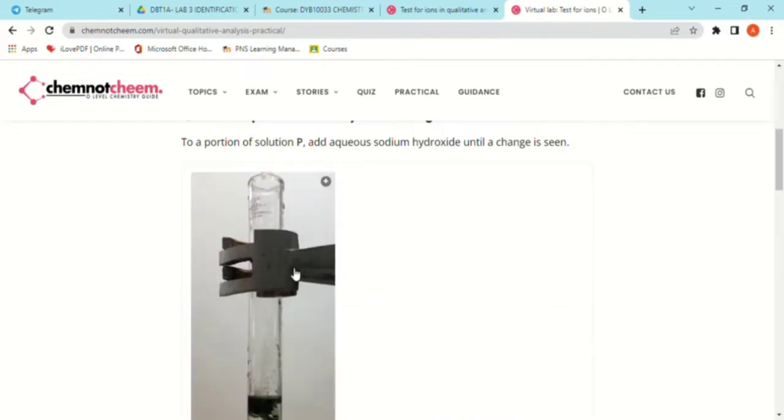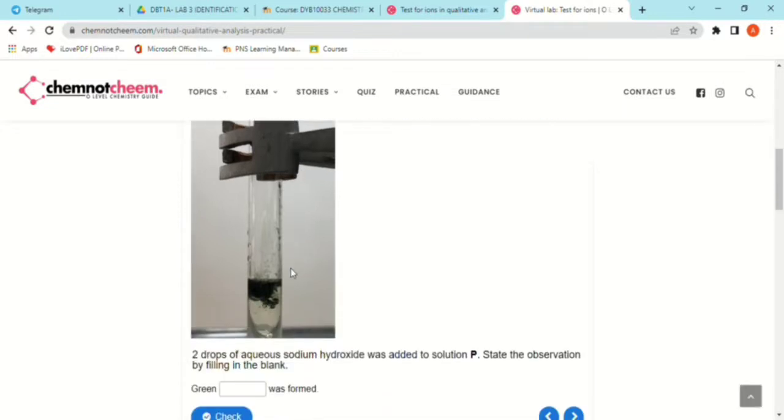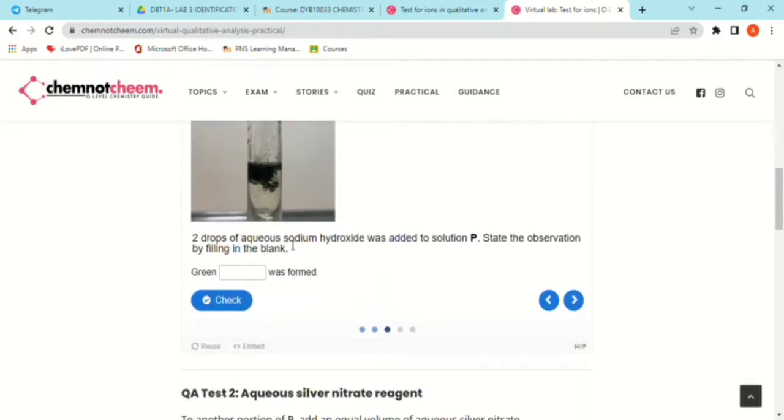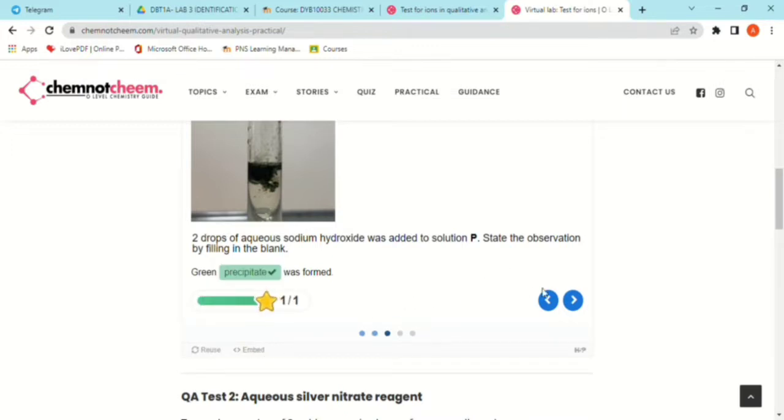Portion of P, add aqueous sodium hydroxide until a change is seen. 2 drops of aqueous sodium hydroxide was added in solution P. State the observation by filling in the blank. Green precipitate was formed. Okay.